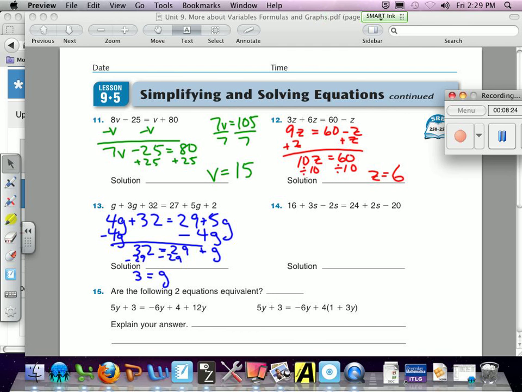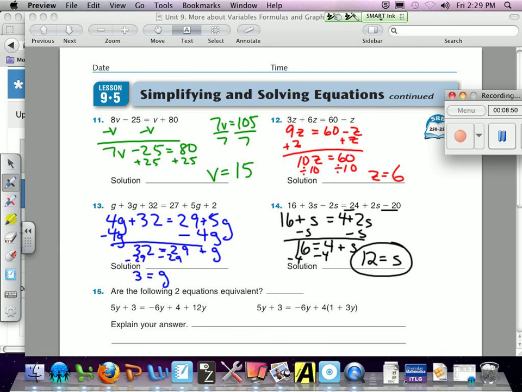And the last one for this recording, 16 plus I have 1s left equals 4. It's 24 rather, minus 20 gives me 4 left over plus 2s. I'm going to subtract s from each side. 16 equals 4 plus what s I have left over, minus 4 on each side. 12 equals s is my solution. And done.